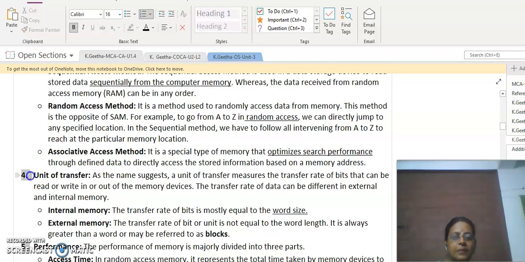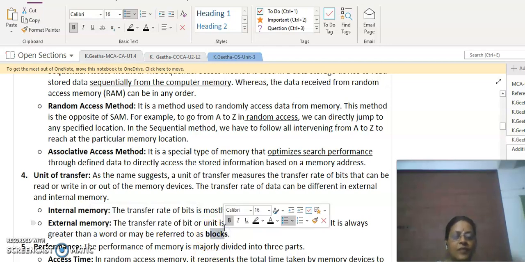The next important parameter is the unit of transfer. How the data is going to be transferred across different levels of memory, or what is the unit of transfer which we are going to refer to. In case of internal memory, any data transferred across the different levels is going to be identified in terms of word size, whereas if we take external memory, it is going to be identified in terms of blocks.